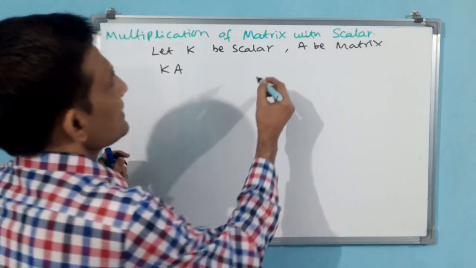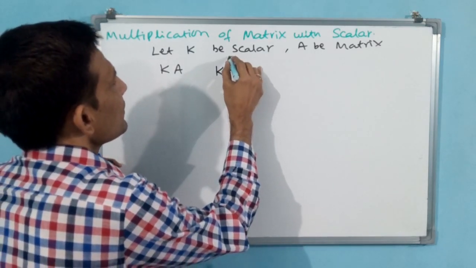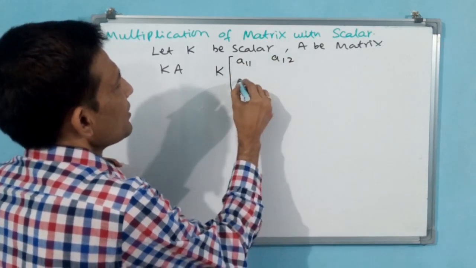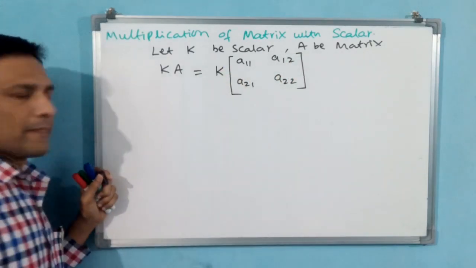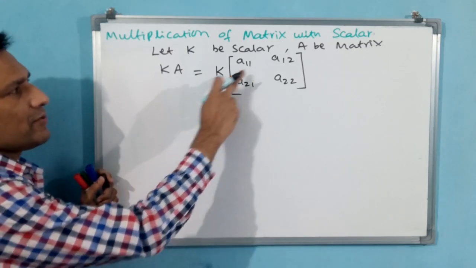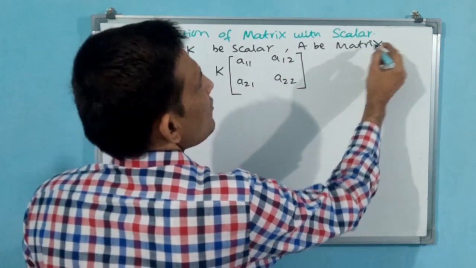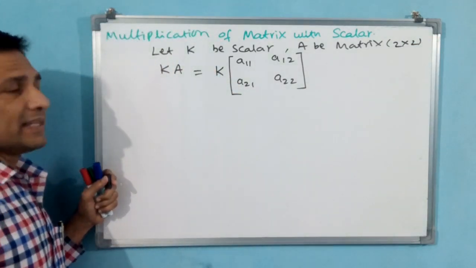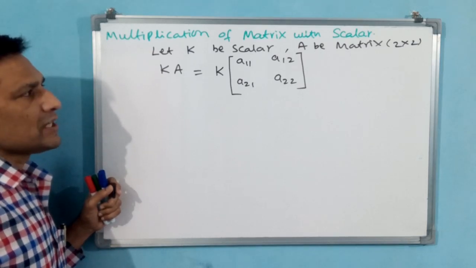Okay, how to write. Let us see. K into A11, A12, A21, A22. K into A is this one. Let us assume that A is a 2 by 2 matrix. A be a 2 by 2 matrix like this: A11, A12, A21, A22.